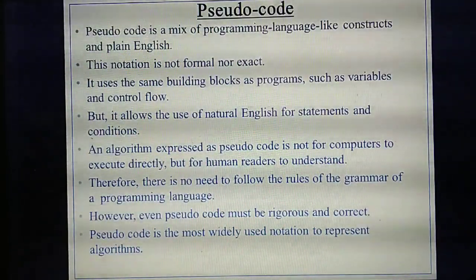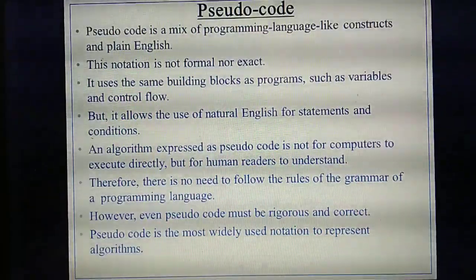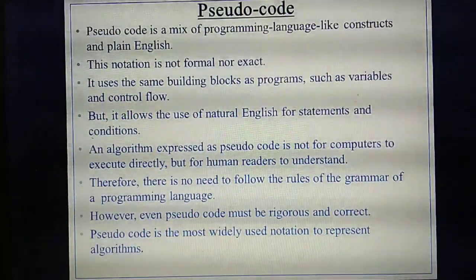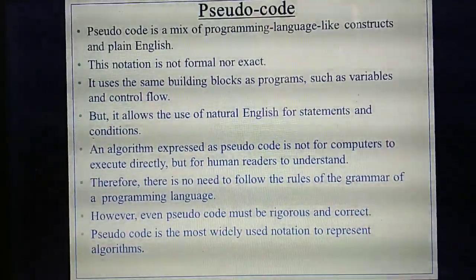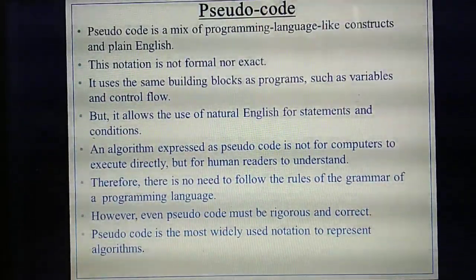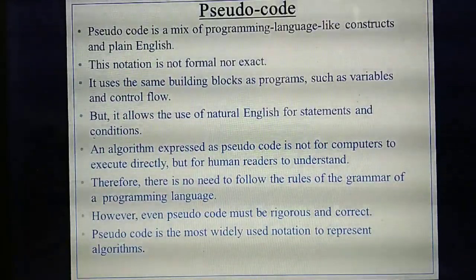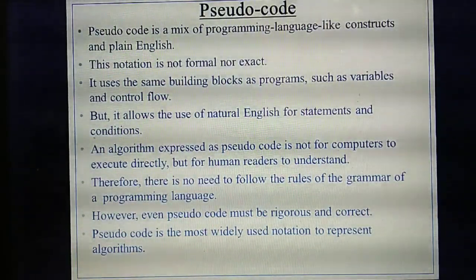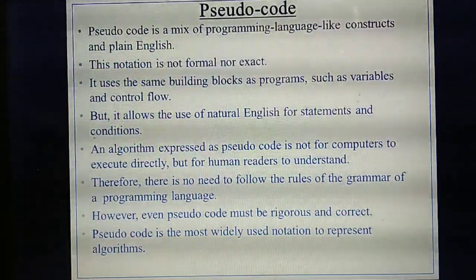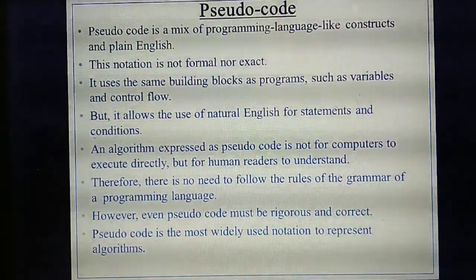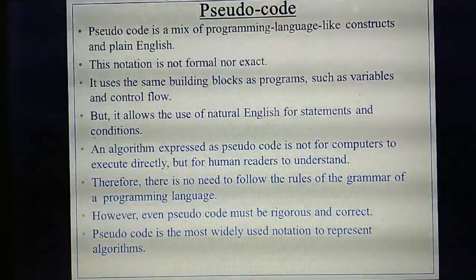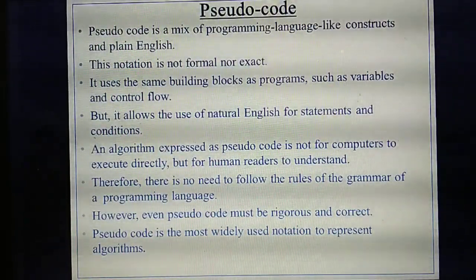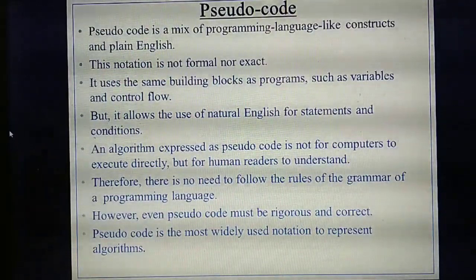But here, this is important: pseudocode need not be formal. What do you mean by formal? In programming language, formal means it should follow grammatical rules, like formulas where you need to substitute values. Programming language needs to follow grammatical rules, but pseudocode is not formal. You need not follow grammatical rules, so we call pseudocode not formal.